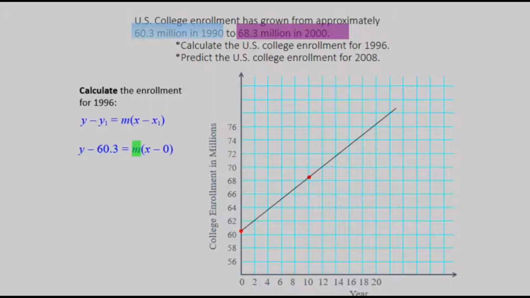For the slope then, we're looking at the change in the y value, in other words, the rise, per run between those two values. We have an increase between 60.3 and 68.3 of 8 million. That's our rise over a run of 10 years. Reducing 8 over 10 results in 4/5.